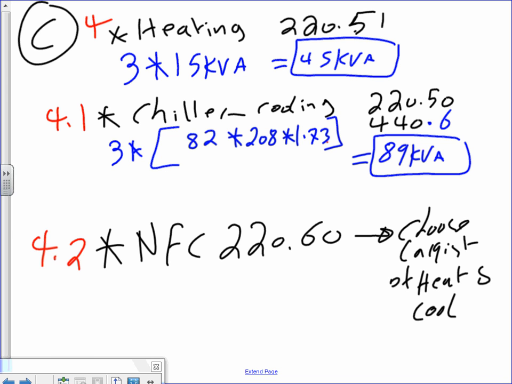Okay, then go to 220.60, please. If you go to 220.60, gentlemen, can anybody tell me what it says? Non-coincidental load. It says, hey, if you have two loads that shall not be running simultaneously, non-coincidental, then you can choose the largest. A major example of this, guys, is heat and cool. Do you heat and cool the building at the same time? Unless you're crazy.